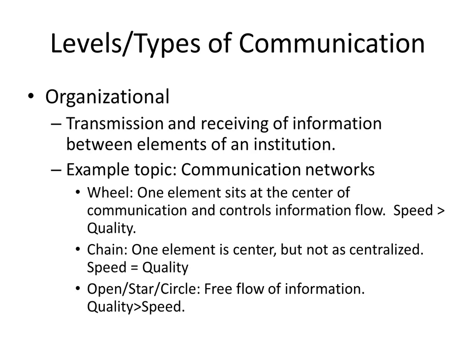Here we look at 3 different communication networks as examples. In the wheel, one element sits at the center of communication, controls information flow. Here, the decisions can be made very quickly, but the quality of decision isn't necessarily as great. You can think of it almost as if the element that sits at the center is in the middle of the wheel with spokes going out to the different elements. All the information flows to the center and from the center to the other elements.